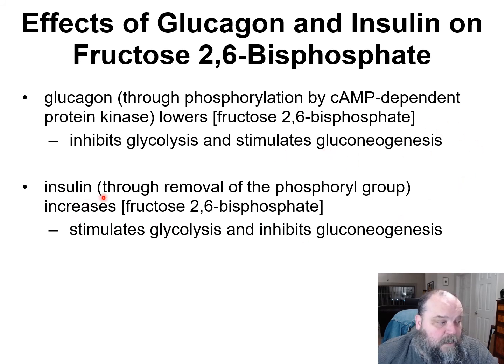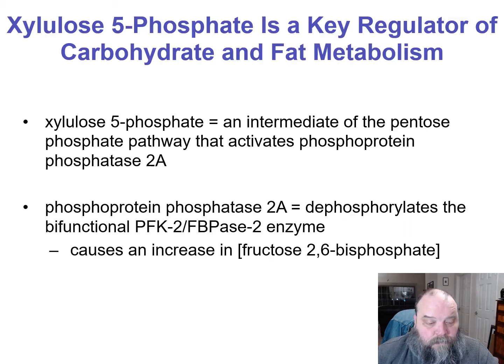On the flip side, insulin gets rid of this phosphorylation event due to the cyclic AMP-dependent protein kinase, which means that the levels of F26BP, fructose 2,6-bisphosphate, will increase. Thus, we see the push towards glycolysis and the inhibition of gluconeogenesis.